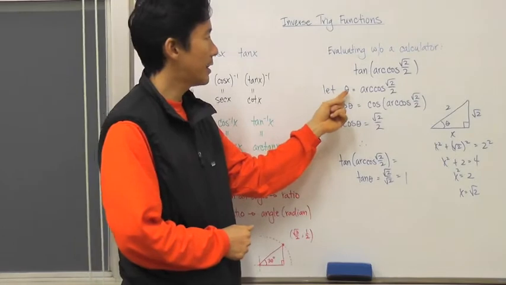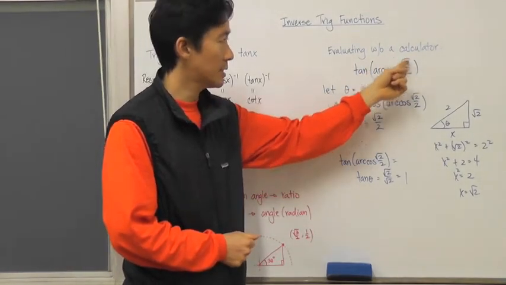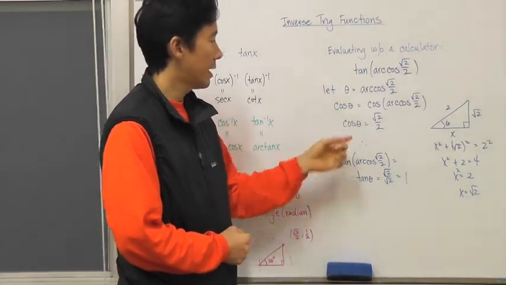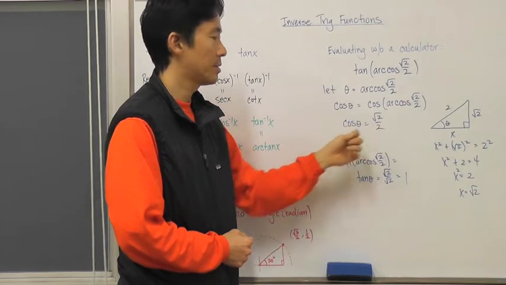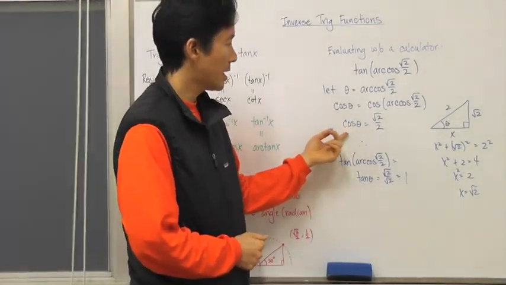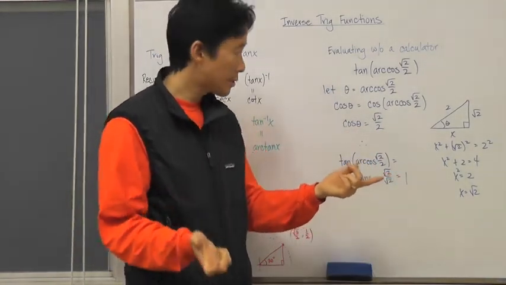So if we let theta be equal to the arc cosine of the square root of 2 over 2, because that's an angle, we can then take the cosine of both sides, and we know that the cosine of theta is going to be the square root of 2 over 2. Now, if we take a look at this relationship here, we know that it's based upon a right triangle.